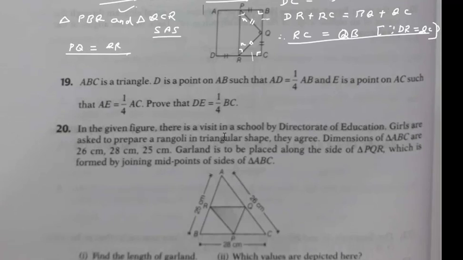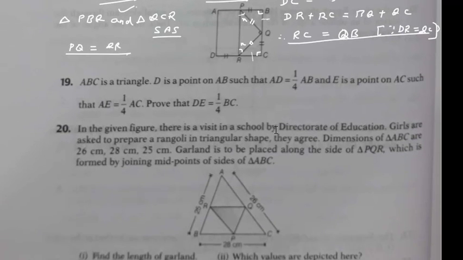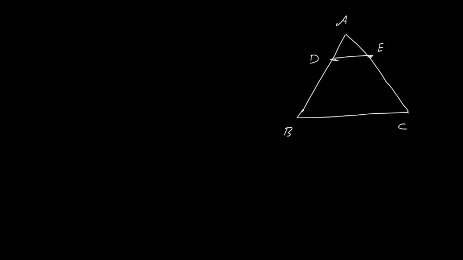So, a simple question, only 3 parts, but the problem is lengthy. Now the 18th question: ABC is a triangle, D is a point on AB such that AD is 1 by 4 of AB, and E is a point on AC such that AE is equal to 1 by 4 AC. We have to prove that DE is 1 by 4 BC. Okay, so let us first draw as per the given information.